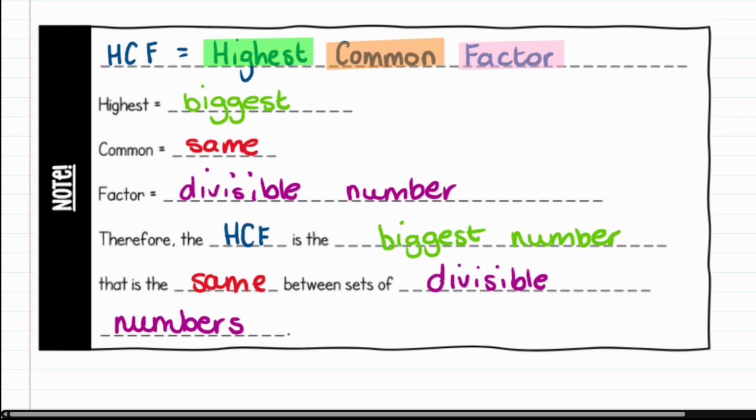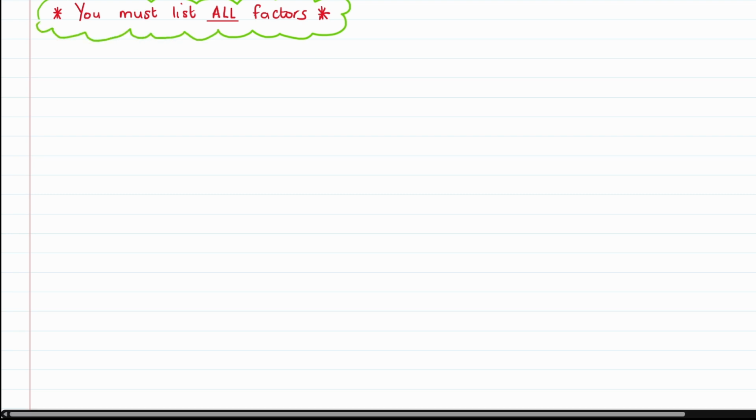So before we get in, there's something important you need to know. Multiples can carry on forever, and that is why we start by writing the first 5 multiples of a number when we're finding the lowest common multiple. But factors do not carry on forever. Every number has a set of factors. When you are finding the highest common factor, or even when you're asked to list factors, it's important that you always list all the factors of a number and not just some of them. Otherwise, you won't be awarded full marks.